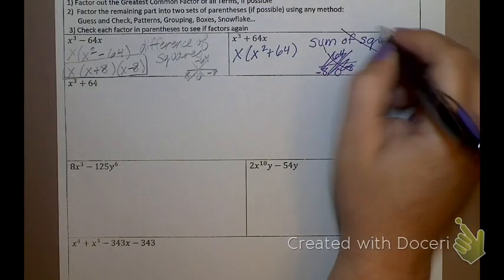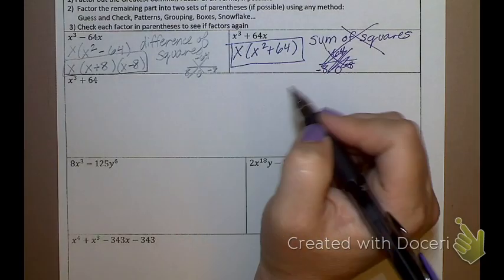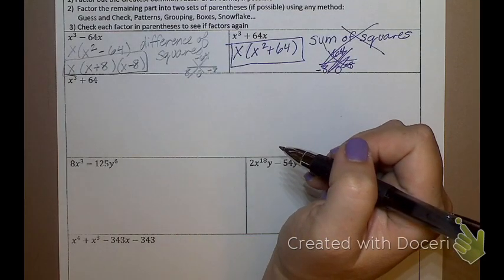So a sum of squares we can't do anything with. That's as far as we can factor, is just taking out whatever they have in common. Okay?